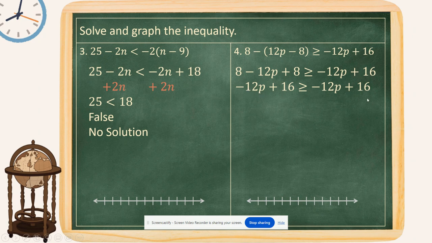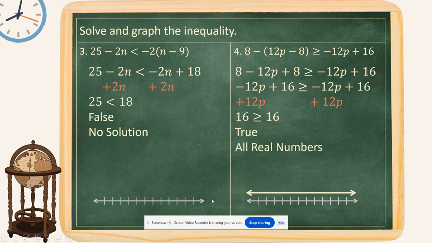Now that both sides are simplified, I can move my variables to the left. I move this negative 12p by adding. A negative 12p plus a 12p is going to cancel out and give me 0. So I would have 16 is greater than or equal to 16, which is a true statement, which would give me all real numbers as a graph there. So there are some unusual solutions that we can see with inequalities.